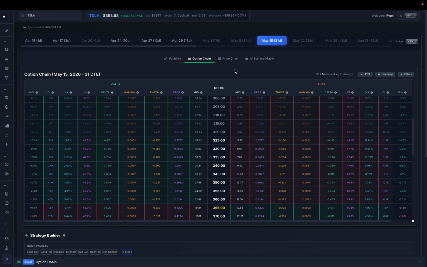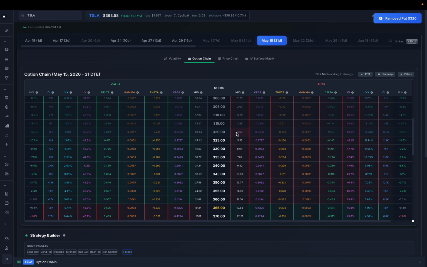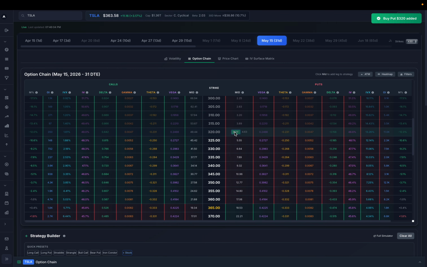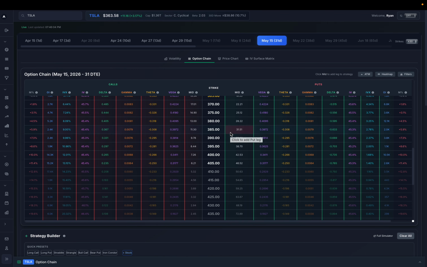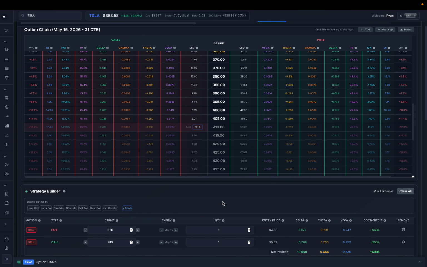So if we want to load a strategy in here, we can click the mid. So 1 click buys it, 2 click is a sell, and you can click a 3rd time to remove that leg. So let's sell the 320, and then let's go to the 410, and we will sell that as well. So we've got the strangle loaded up here.